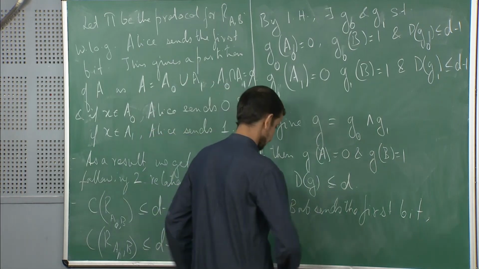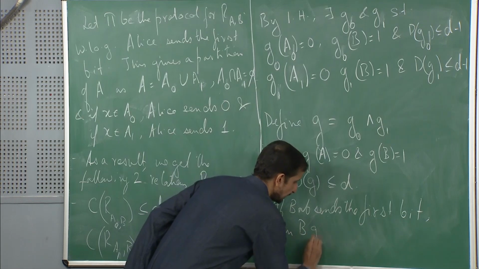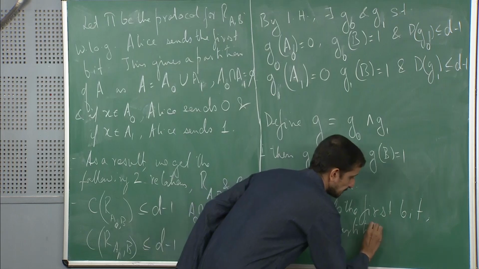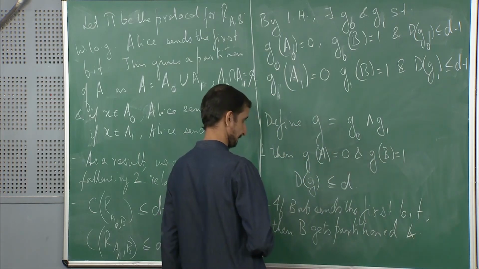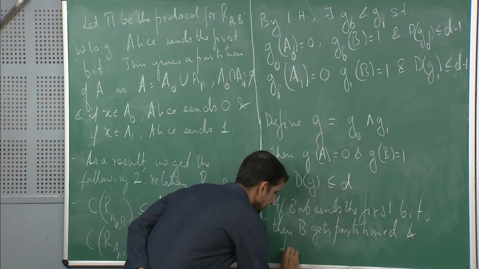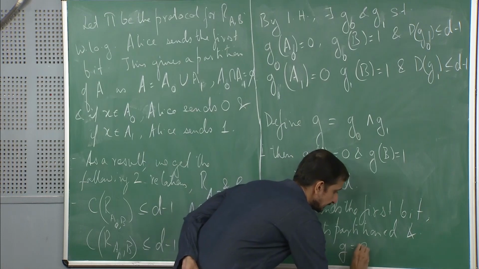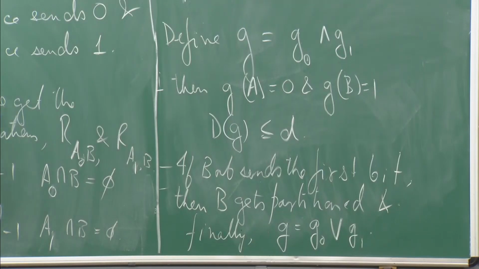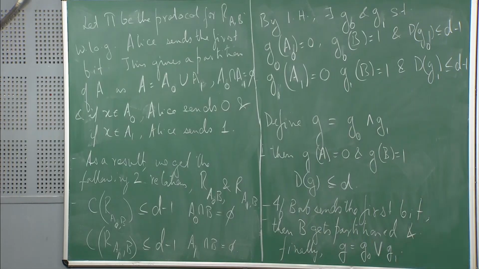So if Bob sends the first bit, then B gets partitioned and finally G will be equal to G0 or G1. Okay. And that completes the proof of the lemma.